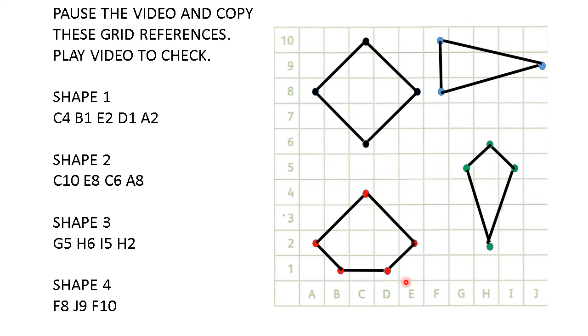So shape 1 is a pentagon. Shape 2 is a square. Shape 3 is a kite. Did you get that? And shape 4 is a triangle. To be more exact, an isosceles triangle.